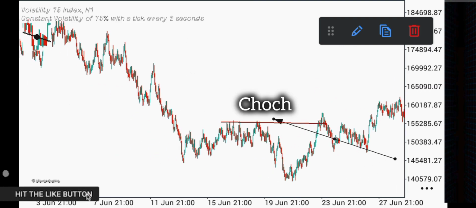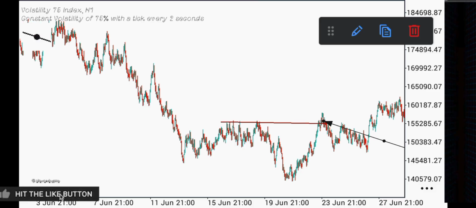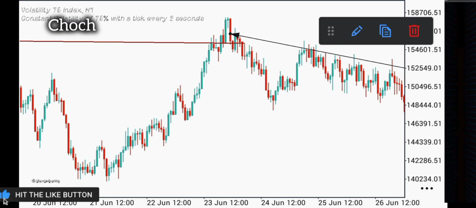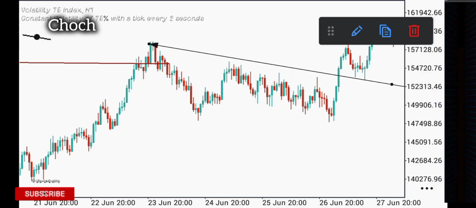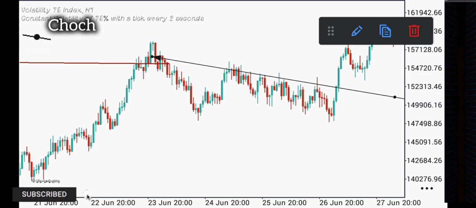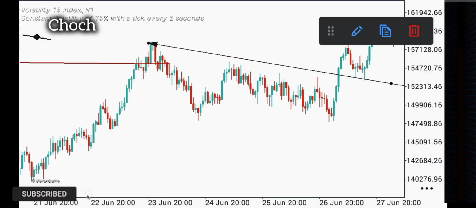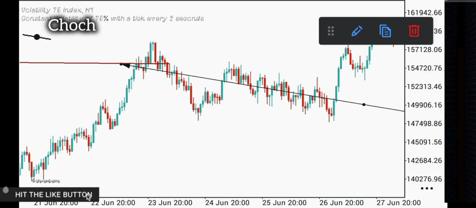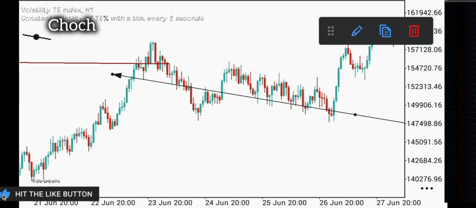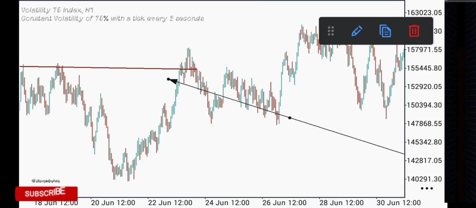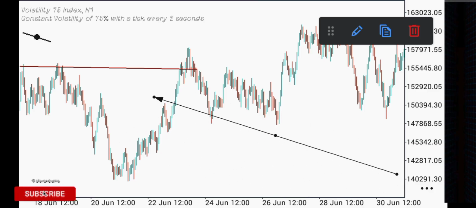This is where the change of character happened right here. Let me zoom it. This is where the change of character happened here. Price broke above the lower high, giving us a change from that downtrend movement back to an uptrend movement. So now let's look at what happened after price broke above that high.